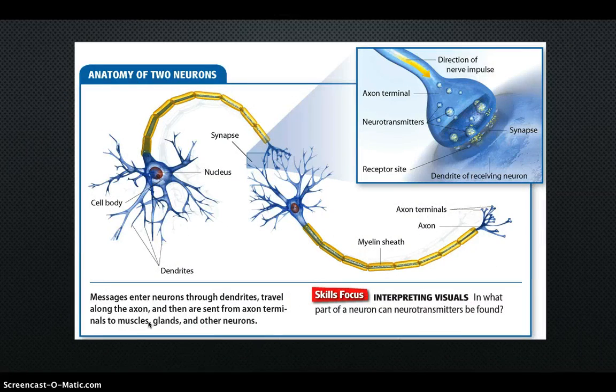And here we have a picture, anatomy of 2 neurons. This is what you will be making with your candy. So the messages enter the neurons through the dendrites, which is right here, travel along the axon, and then send from the axon terminals to the muscles, glands, and other neurons. And here is the synapse. If you look at the close-up right here, it's going to be the gap between the end of one neuron and the start of another.